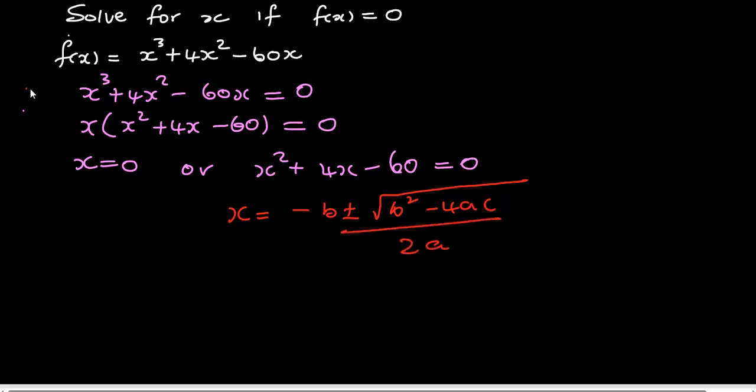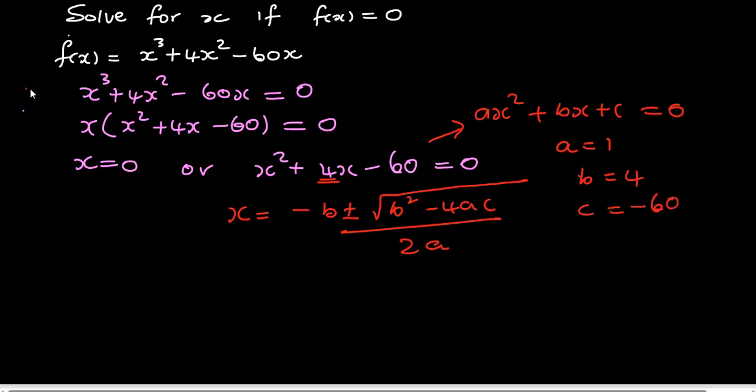We don't have time to waste on basics. Remember, this is in the form of ax squared plus bx plus c. Now you know what is the value of a, what is the value of c. The value of a is what? 1. The value of b is the coefficient of x, which is 4, and the value of c is the constant value. But please make sure that you take it with the sign.